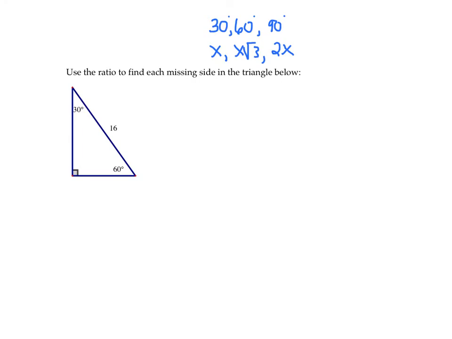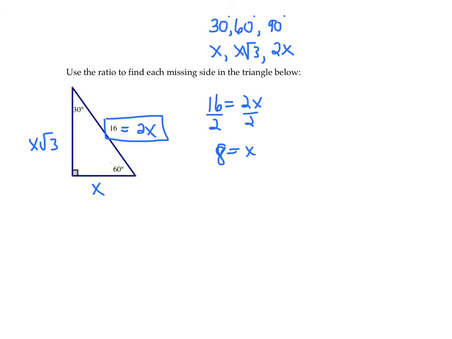So across from 30 degrees gets the x. Across from 60 degrees, that would get x square root of 3. And then the hypotenuse is going to end up with 2x. So on the hypotenuse, we're going to say that 16 is equal to 2x. Now check it out. We've got a little equation that we can use to solve for x. If 16 equals 2x, that must mean, if we divide by 2, that x is equal to 8. So this short leg in the triangle is equal to 8. And then this third side over here equals x square root of 3, so it will be equal to 8 square root of 3.